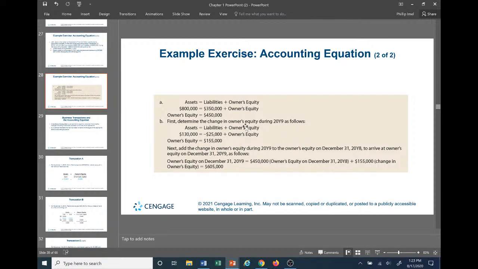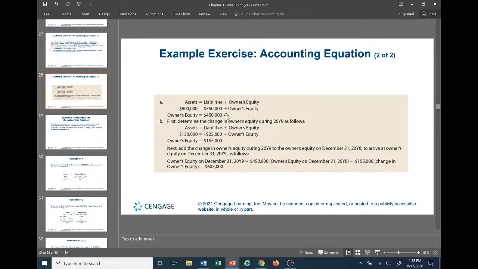Owner's equity on December 31st, 2009 is going to equal the 450,000 owner's equity, the balance on December 31st, 2008 that we derived right here, the 450,000 we solved for on part A. Then we're going to add the change in owner's equity of the 155,000 during 2009 that we solved for right here. So we're going to take the beginning owner's equity, which is the ending owner's equity for 2008. Remember, the ending amount for 2008 will be your beginning balance for 2009. So your beginning balance plus the changes of 155 is going to give us our end result of 605 for owner's equity as of December 31st, 2009.